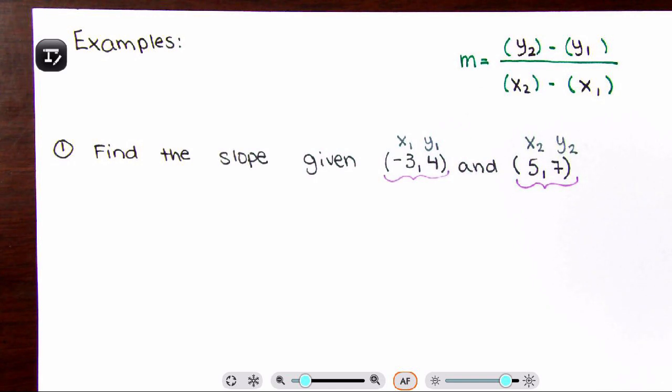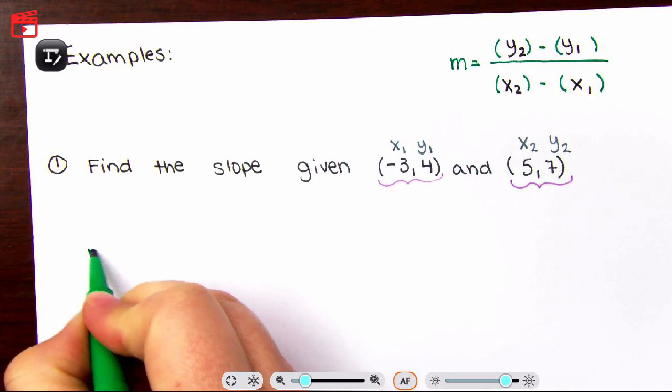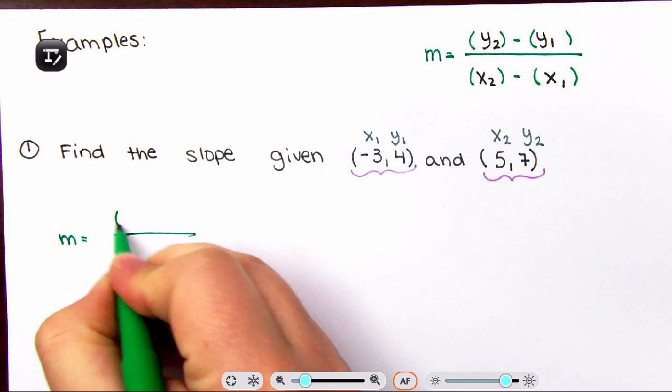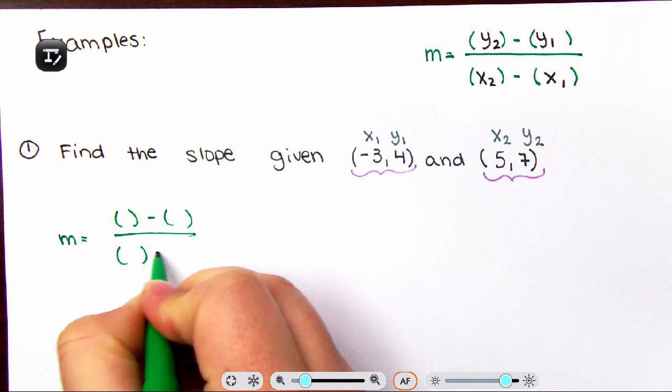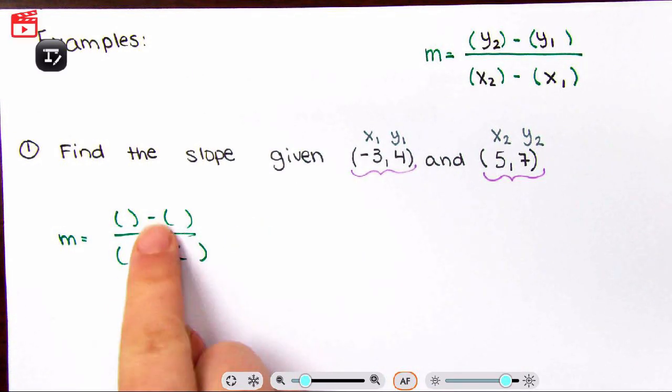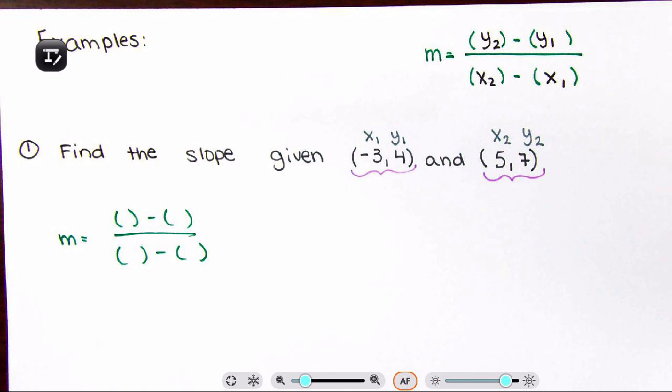I'm going to go ahead and start with my setup. Always start with the setup. Little m equal to bubble minus bubble, bubble minus bubble. And the reason we're doing that is because if you don't put your bubbles in, you're going to forget that minus in the middle, especially if you have negatives.